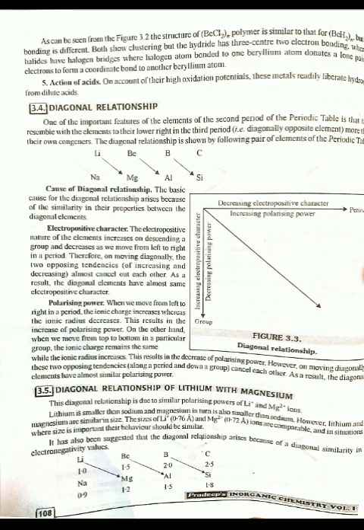As can be seen from figure 3.2, the structure of the BeCl2 polymer (BeCl2)n is similar to that of BeH2, but the bonding is different. Both show clustering, but the hydride has three-center two-electron bonding, whereas halides have halogen bridges where a halogen atom bonded to one beryllium atom donates a lone pair of electrons to form a coordinate bond to another beryllium atom. Fifth, action of acids. On account of their high oxidation potentials, these metals readily liberate hydrogen from dilute acids.